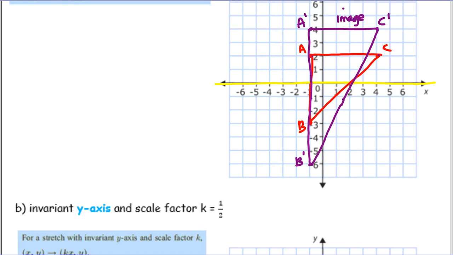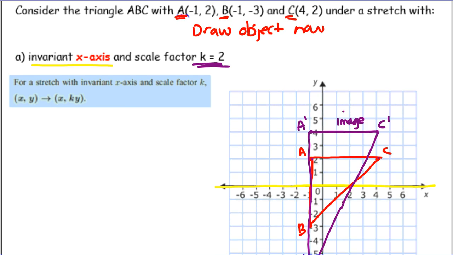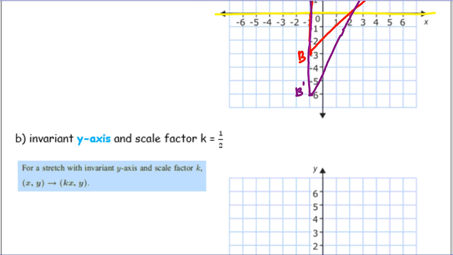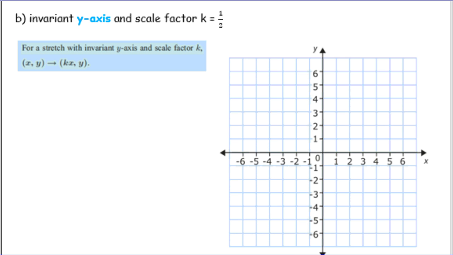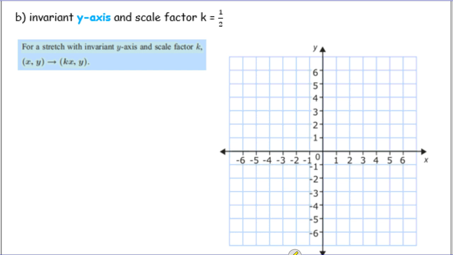So same picture, same original triangle, -1, 1, and so on. But this time, invariant y-axis and scale factor k equals 1/2. So I'm going to draw my invariant y-axis first. I like to draw that because it really helps keep me on track. Maybe use a highlighter or something if you like. When I draw it by hand, I can use a little highlighter.